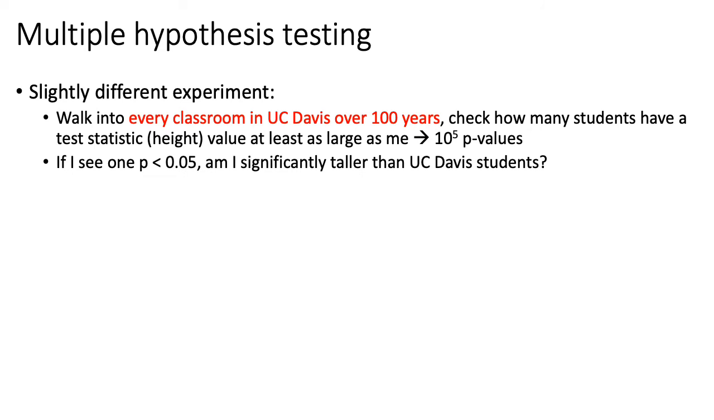And so the multiple hypothesis testing problem can basically be illustrated as follows. So suppose that I walked into our class and I checked how many students are at least as tall as me, and I found that 50% of the students are taller than I am. And so suppose that would give me a p-value of 0.05.